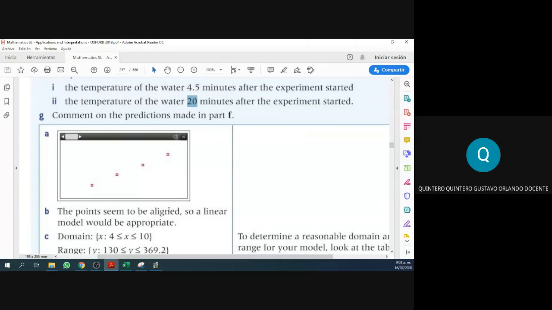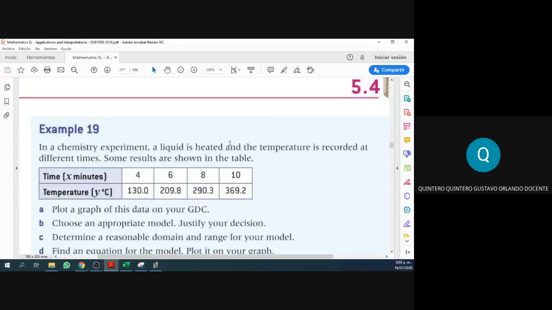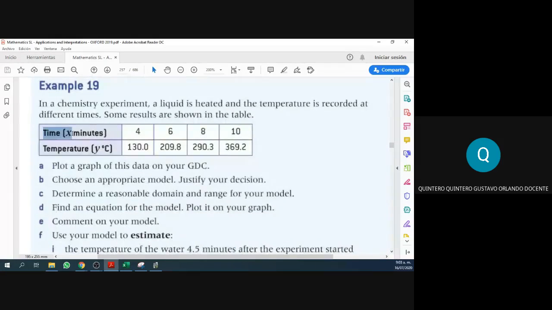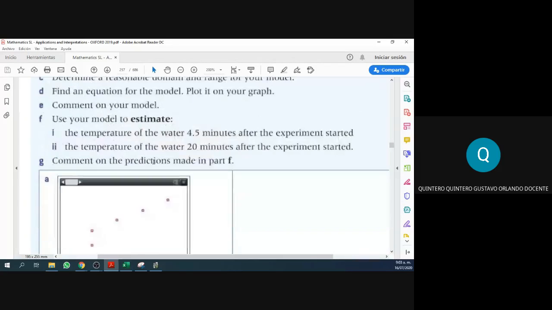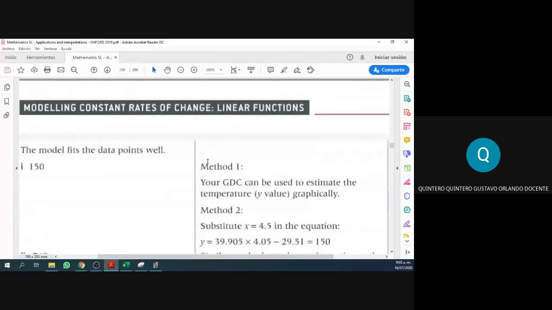All right, cool. How do we find this? Pretty simple. Just take the value and replace it in your model. So we know these 4.5 are minutes, right? And we know minutes is our x variable. How do we know that? Because here it says time is in x minutes, right? So we're going to replace the x in our model with 4.5, right? So take a look at this.